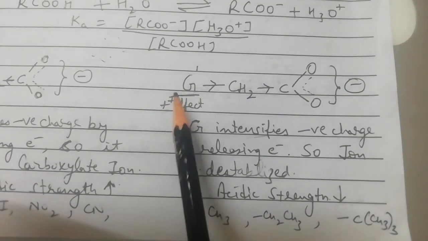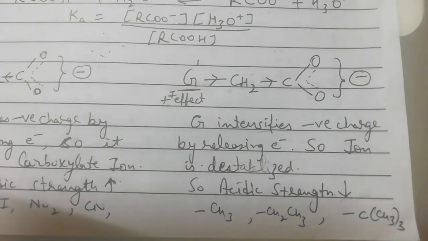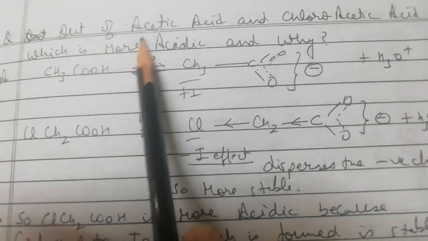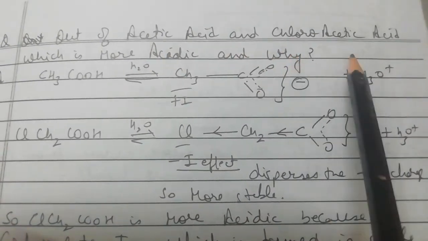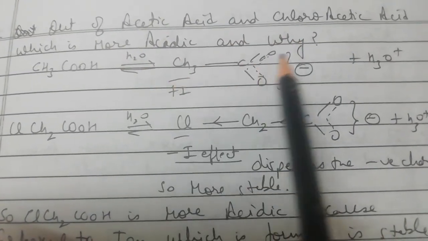So what are the groups which have plus I effect? We have methyl, we have ethyl, we have tertiary butyl. Next question here is that out of acetic acid and chloroacetic acid, which is more acidic and why?